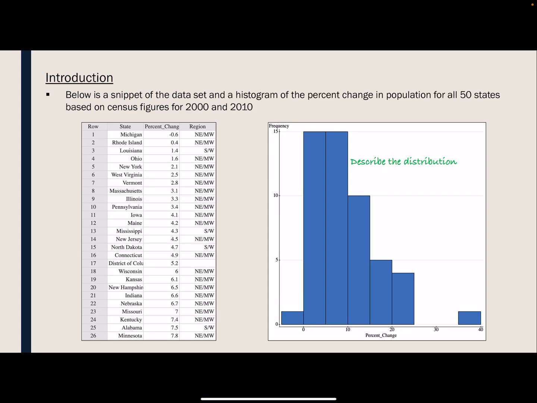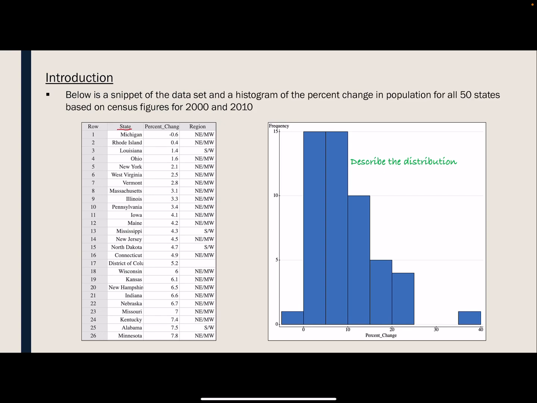for this chapter. So this is data for the percent change in population for all 50 states based on census figures for the year 2000 and 2010. And as you can see, my table doesn't show all 50 states. It wouldn't fit on the slide, but I cropped it so you could at least see a snippet of the data set. So it shows three variables.